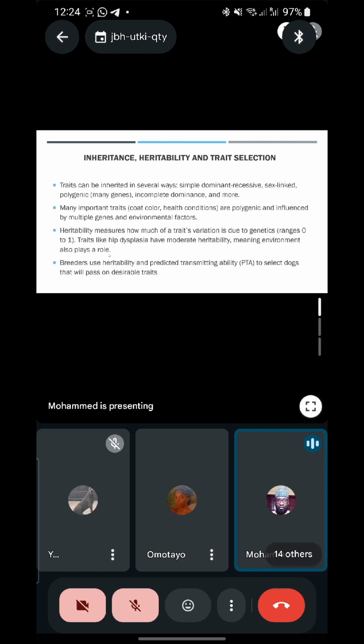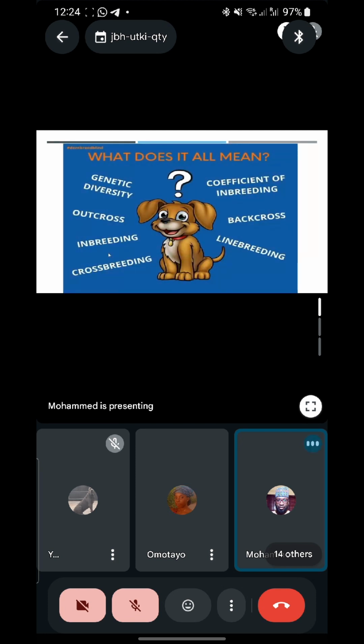Okay, and we have what we call heritability, which measures the traits that are variable due to genetics. And then breeders use heritability to predict the transmission of such traits. We'll give examples in the future slides.